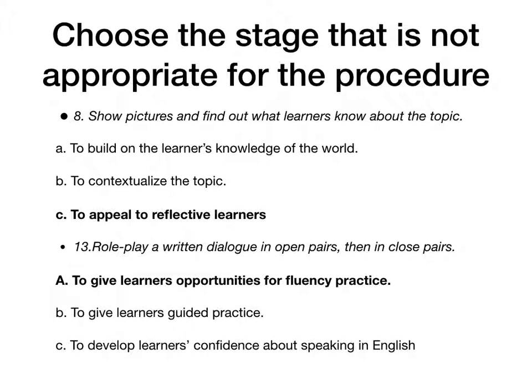On question 13, role play, a written dialogue in open pairs and in closed pairs. Remember, open pairs is when two people are in front of the classroom and doing it in front of everybody. And then closed pairs means that they're doing it in groups inside the classroom, which is one of the reasons why you really have to know the vocabulary words in order to make sure that you answer it correctly.